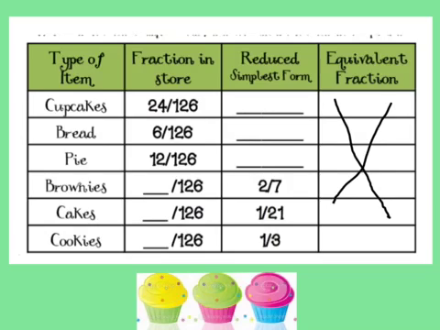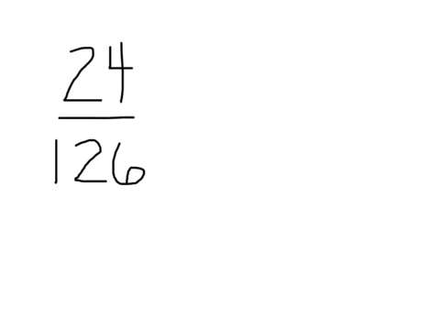I will then show you how to go to brownies and take the reduced fraction back to the bigger fraction. You will then complete cakes and cookies on your own. You will notice that I have crossed out the equivalent fraction column. You do not need to do this.